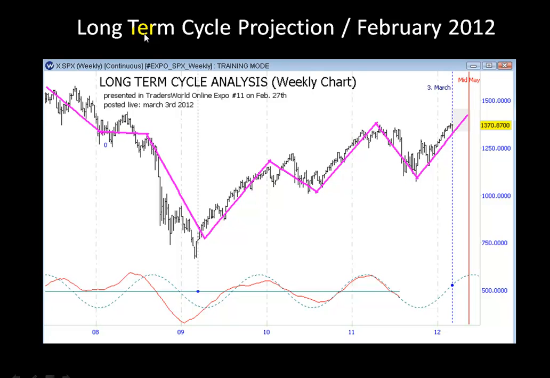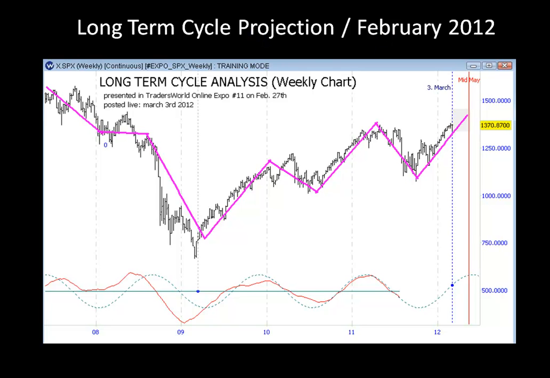If you're familiar with cycles, and if you expect top projections on the daily chart, for sure you have to switch to the next higher time frame, which is in this case the weekly chart. And this is a long-term cycle projection which was made in February 2012.